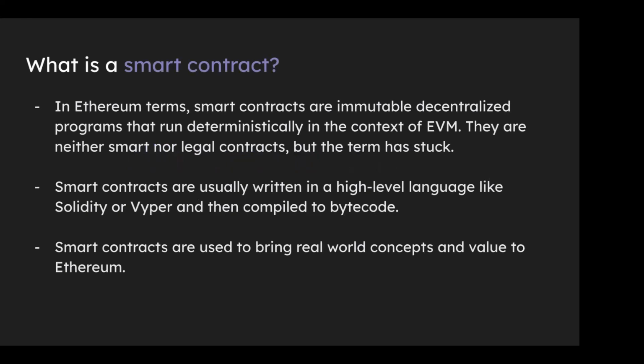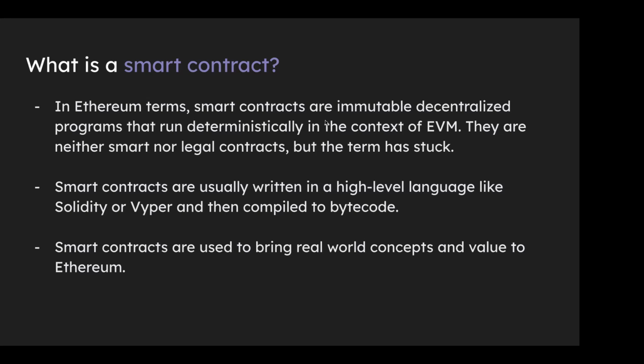So what is a smart contract? In Ethereum terms, smart contracts are immutable decentralized programs that run deterministically in the context of the Ethereum virtual machine. They are actually neither smart nor legal contracts, but the term has stuck. I believe the first concept of smart contracts appeared in the 90s as some decentralized programs that somehow work magically.